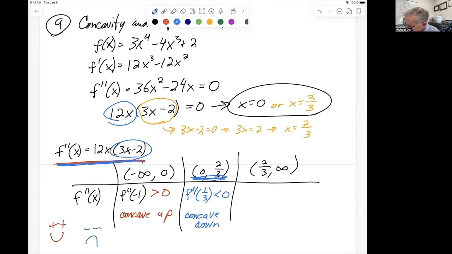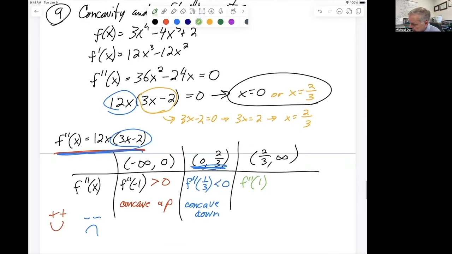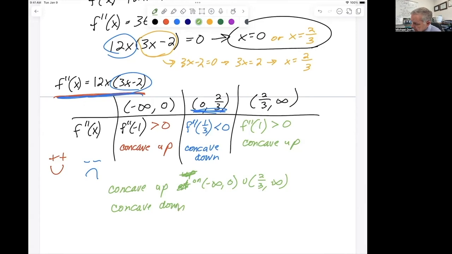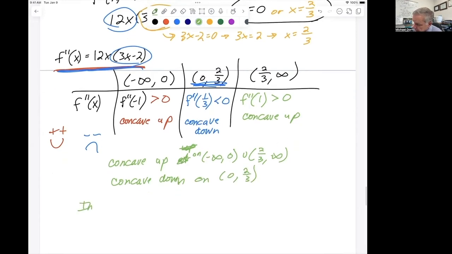And then finally, I can do my last one, the second derivative at 1. When I plug 1 in there, I get a positive and a positive, so it's concave up. Concave up on the first and last intervals, concave down on 0 to 2/3. And what are inflection points? Inflection points are where it changes from concave up to concave down, so it's going to be at x equals 0 and x equals 2/3.